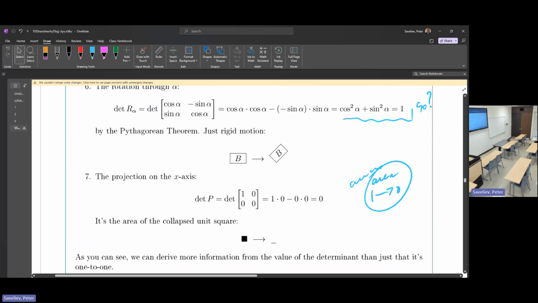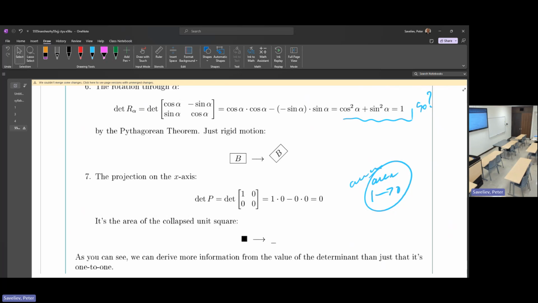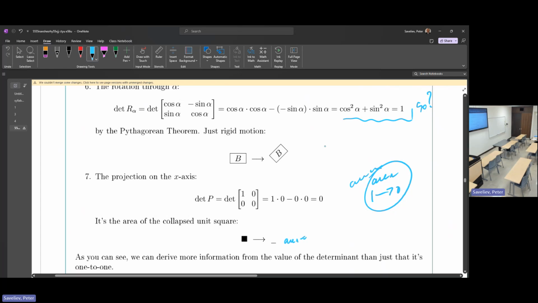So in this collapse, the square becomes a segment. That's what projection is. So what's the area of a segment? It has length, but it has no area. So it has area, but it's equal to 0. This area is equal to 1, and here the area is equal to 0.